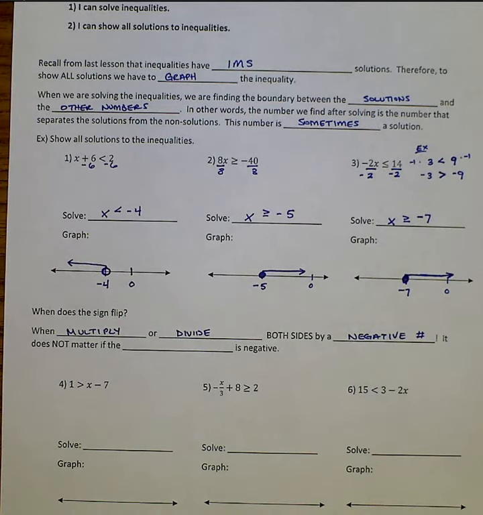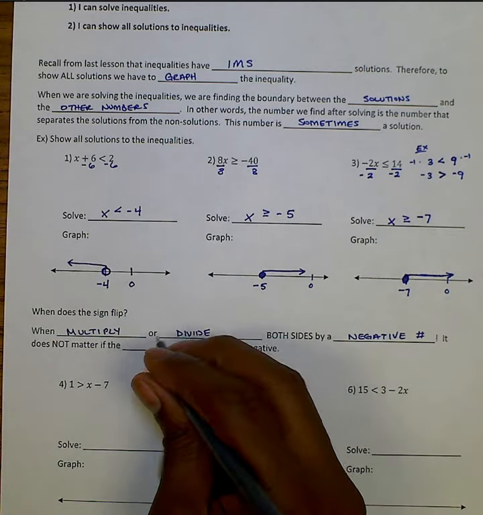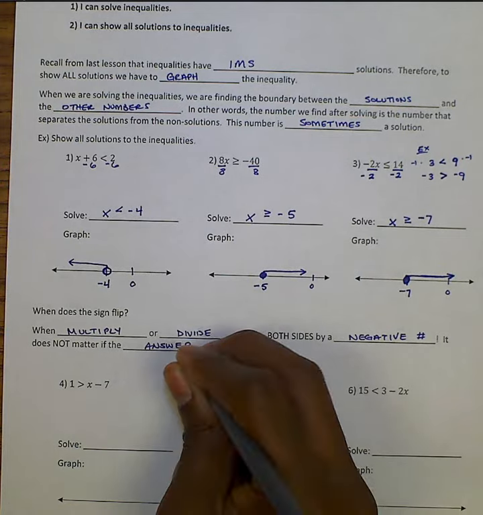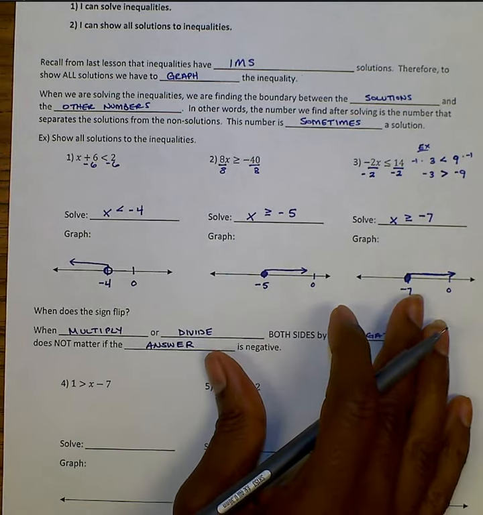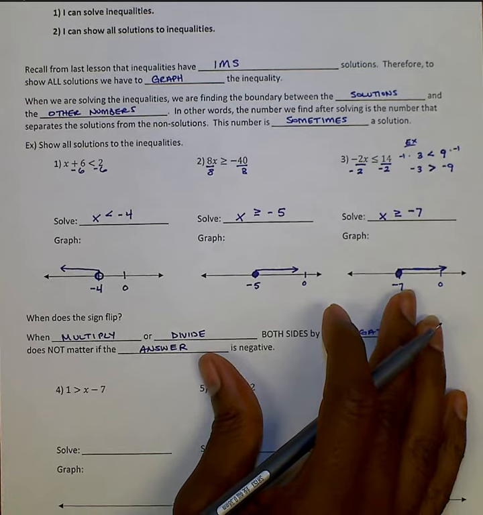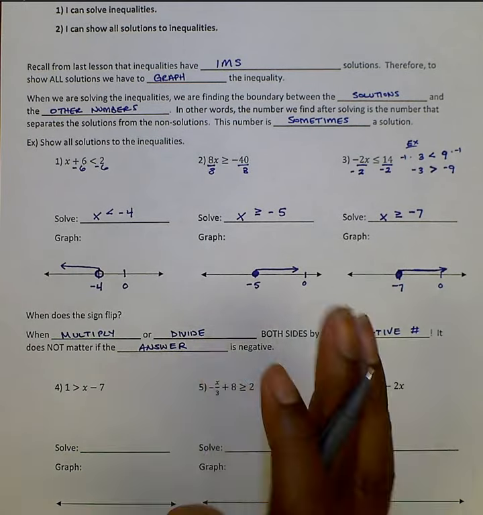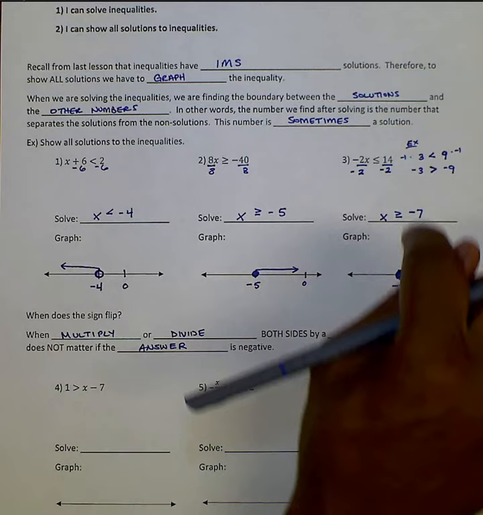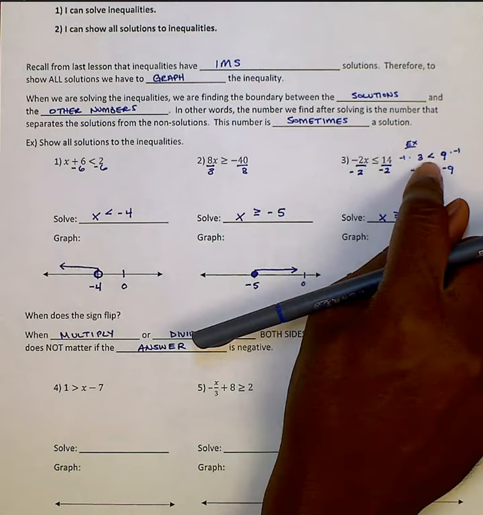It does not matter if the answer is negative. Okay. So notice over here, for these first two problems, we didn't have to worry about flipping the sign at all. The answer was negative both times here. The only reason we flipped the sign for number 3 is because we divided both sides by a negative 2. So whenever you multiply or divide by a negative number, you have to flip the sign. If you want to rewind and listen to the reasoning again, while I was writing, you can.